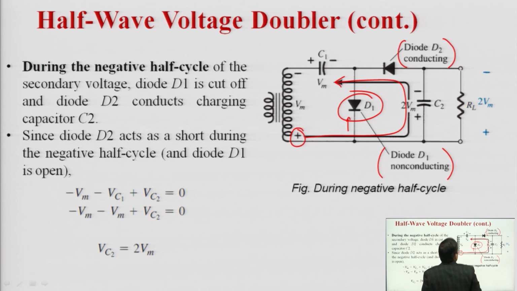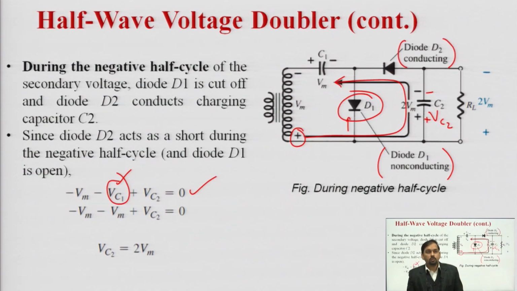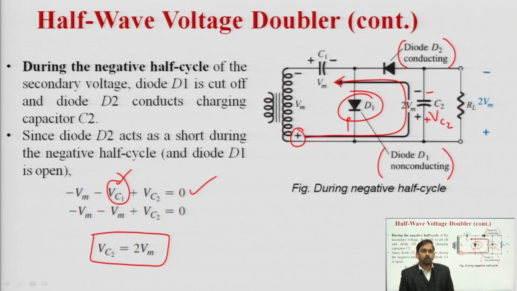So we can say that if this voltage is Vc2, we can apply KVL in this particular loop. This KVL equation says: minus Vm minus Vc1 plus Vc2 equals 0. If we put the value for Vc1, which was Vm, which we have already calculated in our last step, then Vc2, the capacitor C2, will be charged to a maximum value which is 2 times Vm. So during the negative half cycle, C2 will be charged to 2 times Vm.